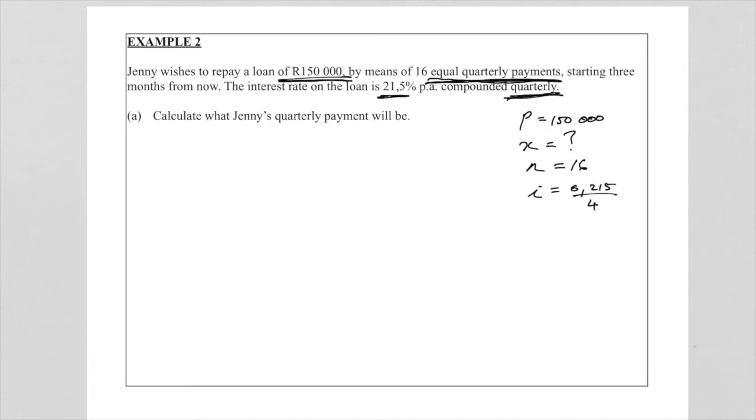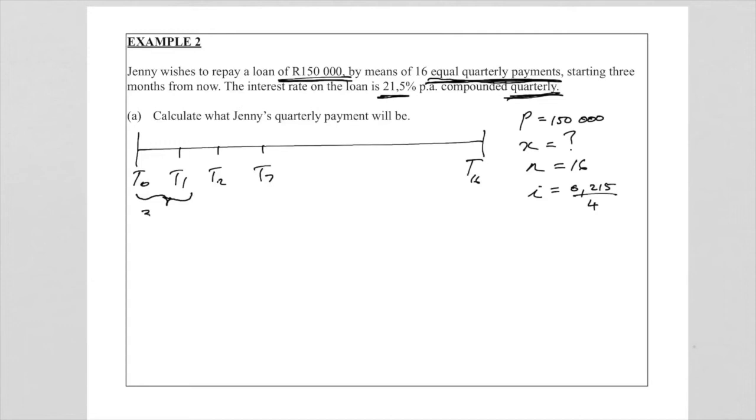So if we look at the timeline for this particular problem, and this is T0, T1, T2, T3, and this will go to T16, I want you to be aware that from T0 to T1, that is 3 months, because that represents a quarter.